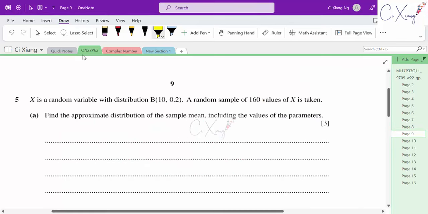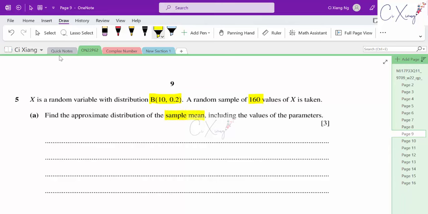Okay, so question number 5. X is a random variable with this distribution. So from here, you know that it is binomial distributed, and a random sample of 160 values of X is taken. So we are having a large value for sample size now, right? 160 will be the sample size. They want us to find the approximate distribution of the sample mean. Highlight the word sample mean, because this is a keyword. This question is basically related to sampling distribution, including the value of the parameter.